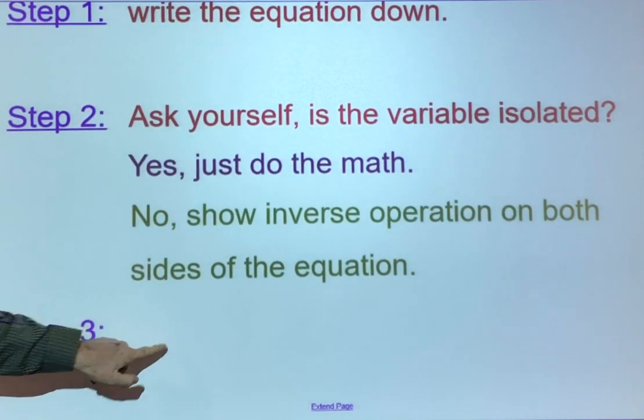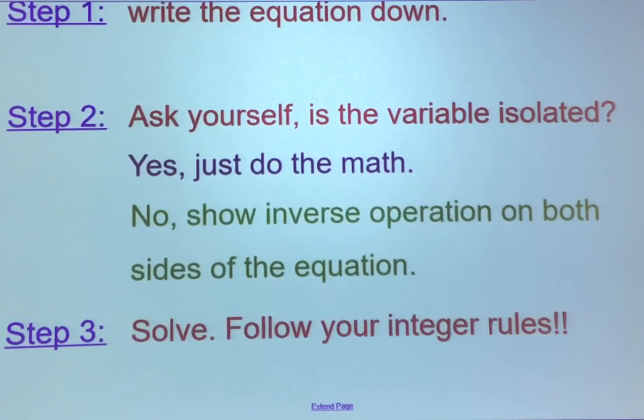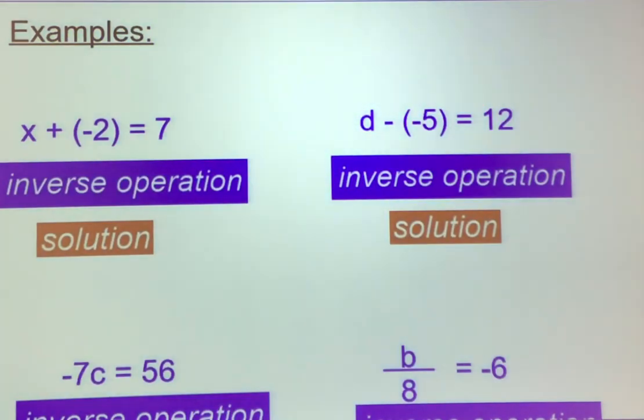Step number 3 is where the twist comes in. You're going to solve it, but you have to follow your integer rules, okay? So you might want to go over those before you start trying to solve these equations. I've got 4 examples for you, one of each type, and I want you to take a look at it. We'll walk through them together. The first example is an addition equation.